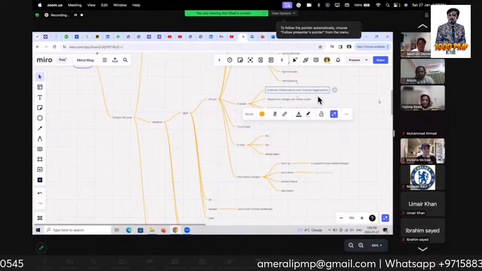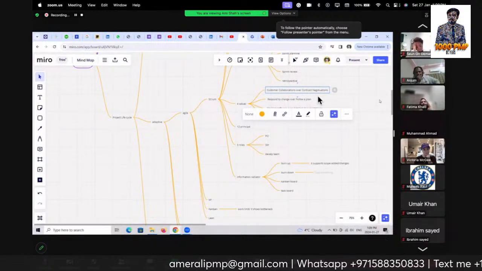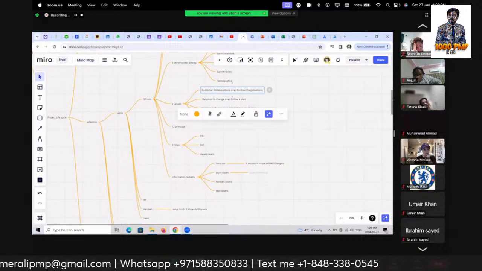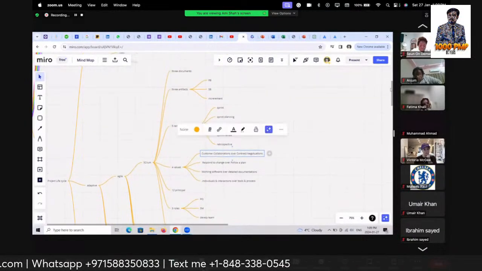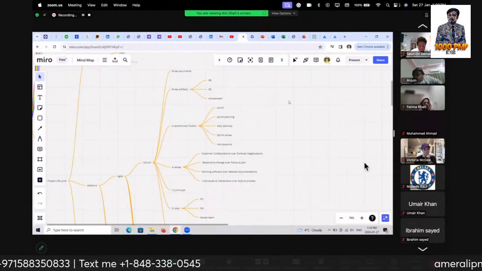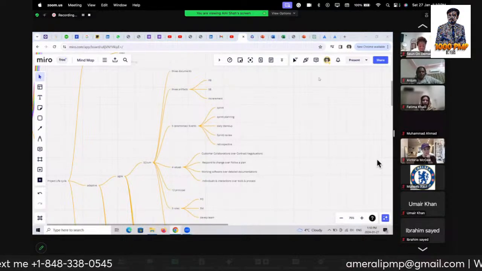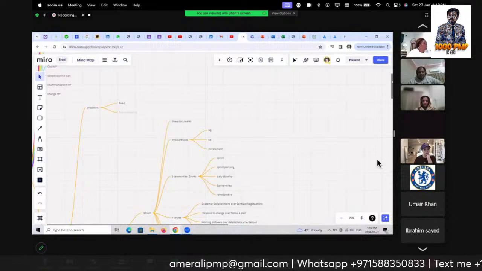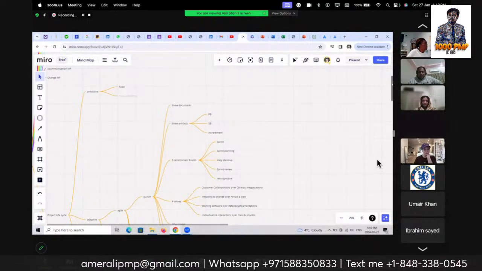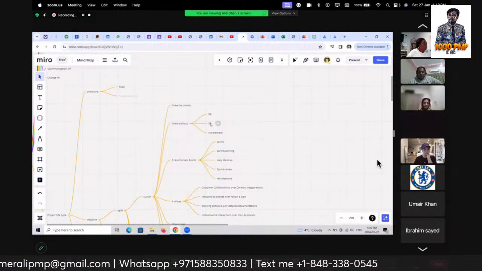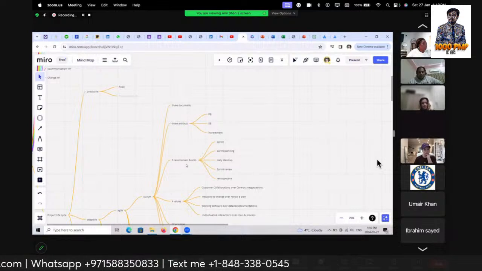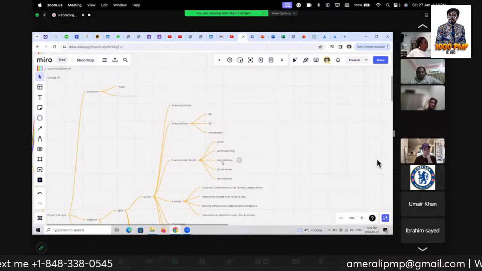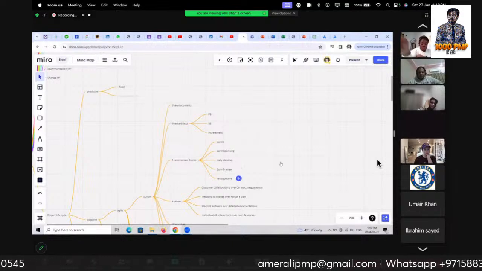Okay, in agile we have three documents, five events, and three roles. In the three documents, we have the product backlog, sprint backlog, and product increment. And the five ceremonies are: sprint planning, sprint, daily stand-up, sprint review, and retrospective.